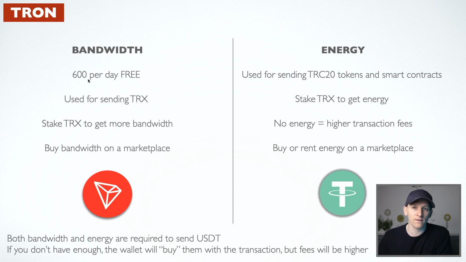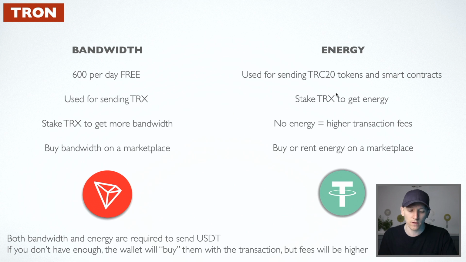Bandwidth, we get 600 per day for free. That's a couple of transactions with TRX. Energy, this is used for swapping coins using smart contracts. We don't get any of this for free, but if we have energy, we can actually reduce our transaction fees by about 80 to 90%. If you don't have energy and bandwidth, you'll just pay for the transaction fee in TRX, just like other networks, but it is going to be a bit more expensive.